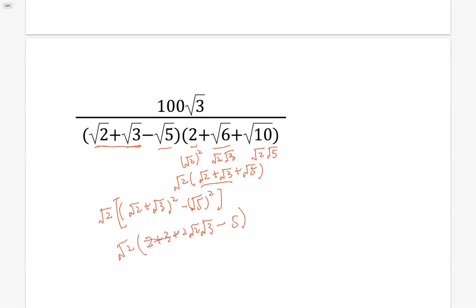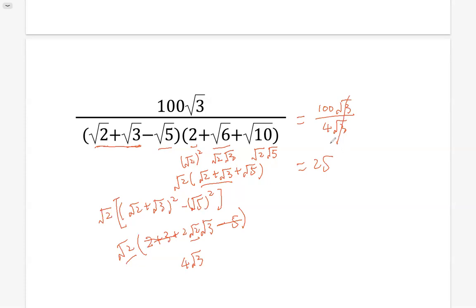Then 2 plus 3, that's 5. 5 minus 5, that's gone. So we're left with radical 2 times radical 2, that's 2. 2 times 2, that's 4. So simplify to be 4 radical 3. Okay, so actually this one is simple, right? So 100 radical 3 divided by 4 radical 3. Those two cancel. So 100 divided by 4, that's just 25.